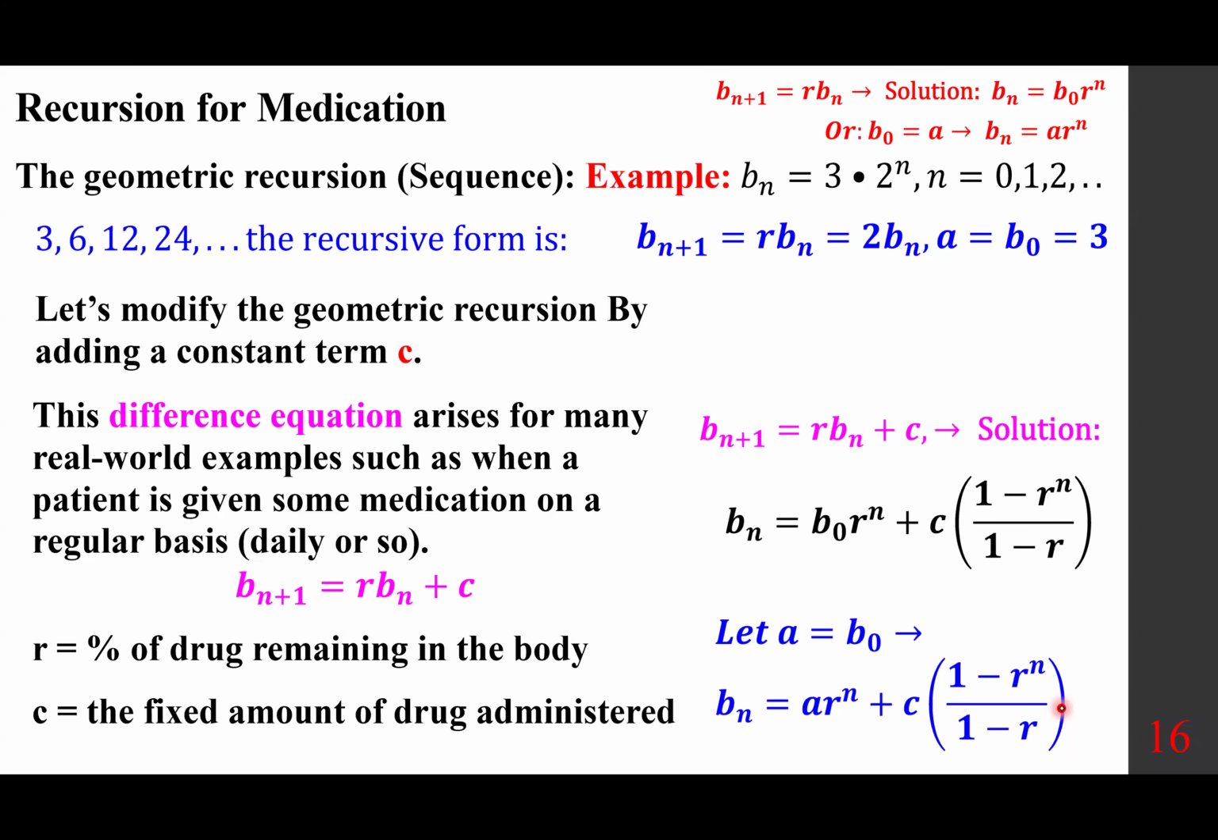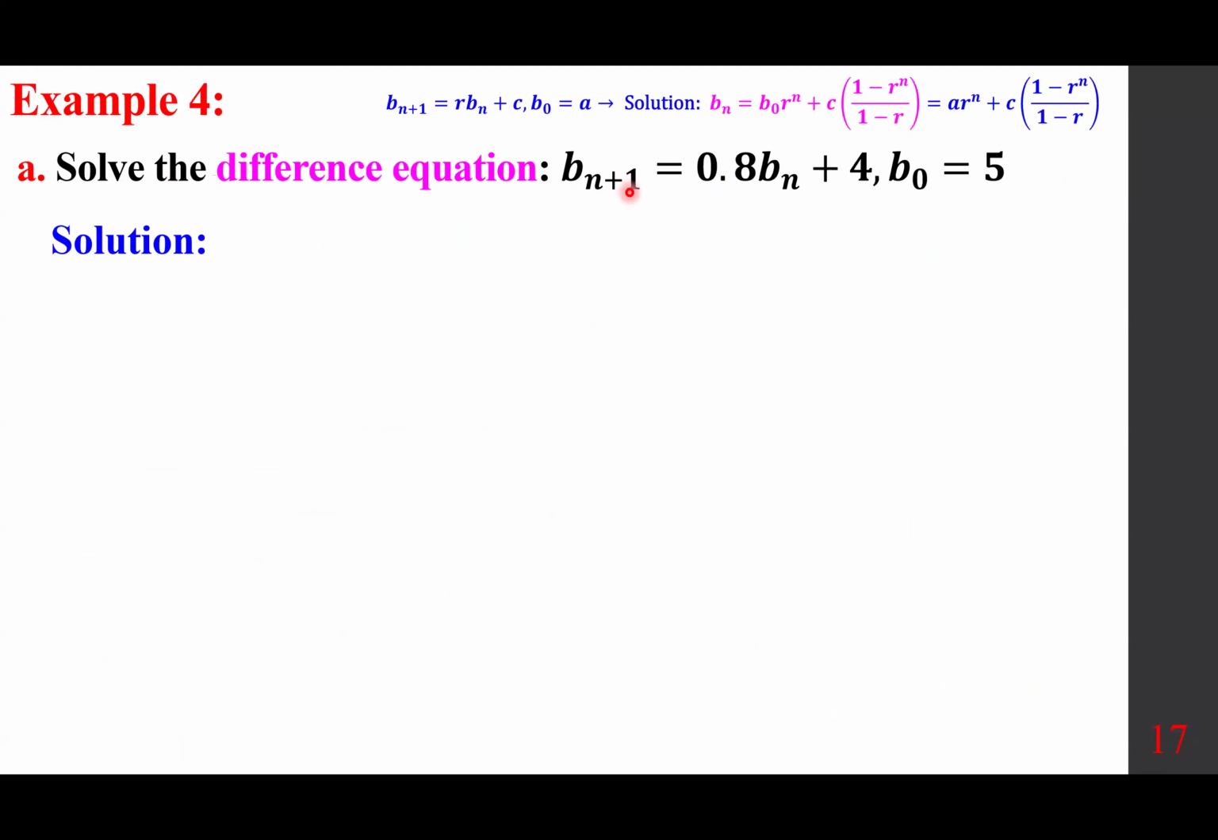Let's look at a very simple example. We want to solve this difference equation where B sub n plus 1 is 0.8 B sub n plus 4, and B sub 0 equals 5. Remember, this is not necessarily dealing with a patient, because B sub 0, in the case of a patient, is always 0 unless otherwise mentioned. But it's similar to that. So having said that, we want to look at this, everybody.